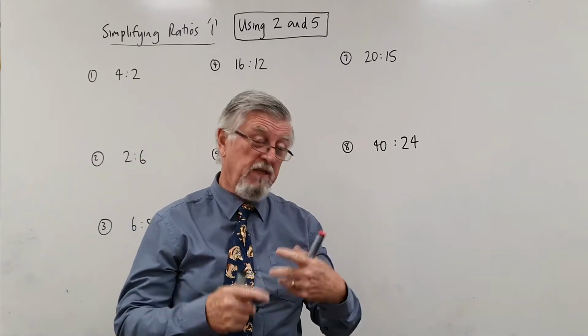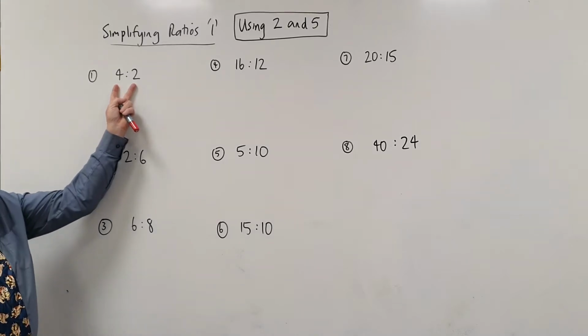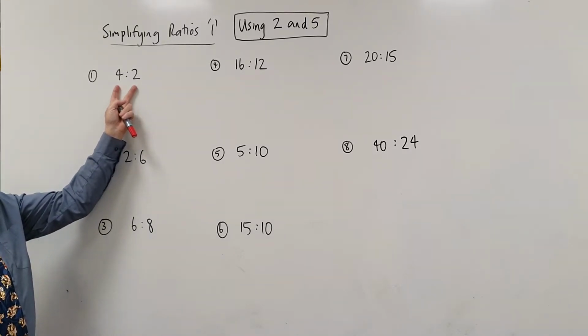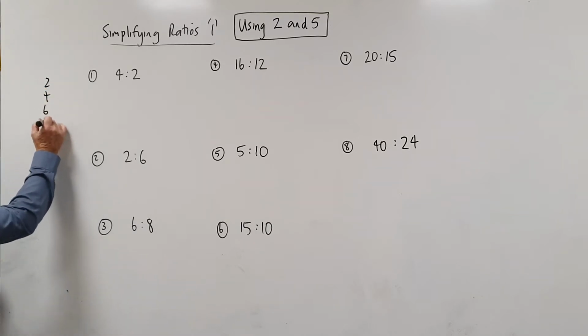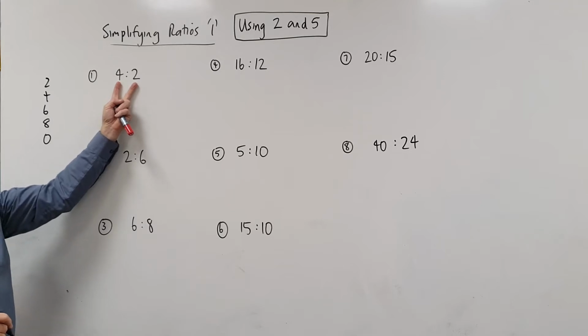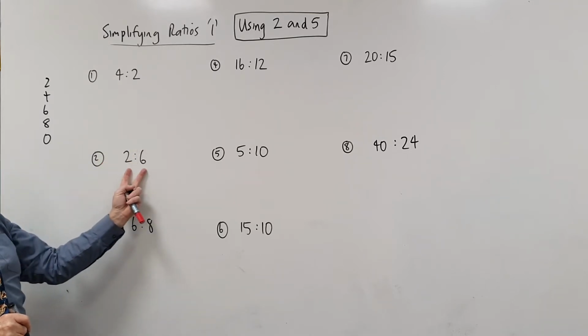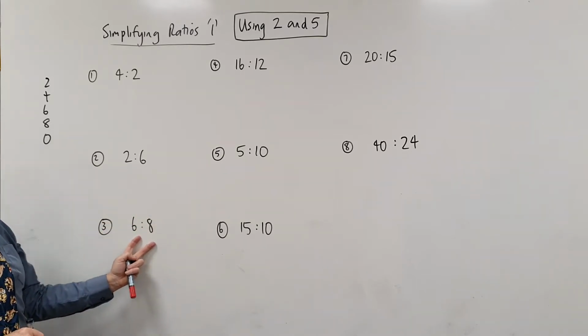Ratios. As I start the ratios, I'm not going back to the really basics of what ratios are, but let's see what we can do with them. If the two numbers are even, we can halve the numbers. So if they're both even, so if it ends in a 2, a 4, a 6, an 8, or a 0, so they both end in a 2 and a 4, they're both even. They both end in a 2 and a 6, so they're both even. A 6 and an 8, they're both even.